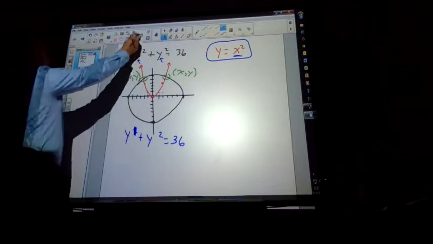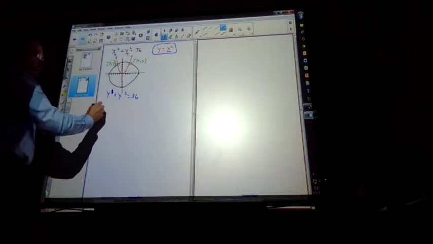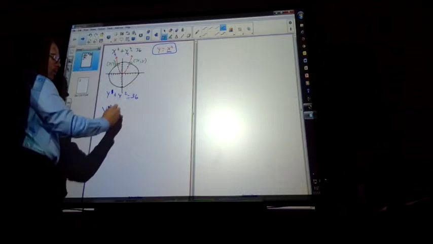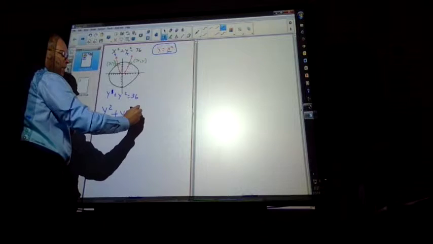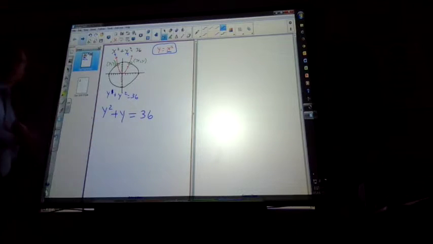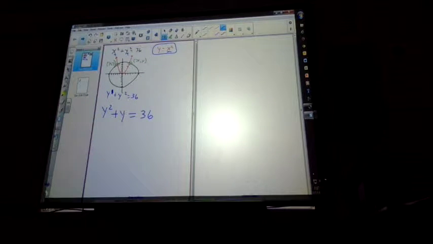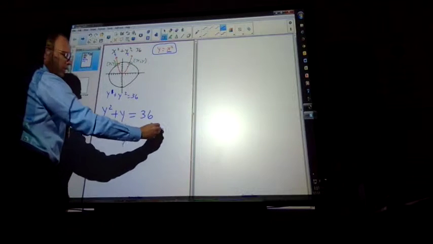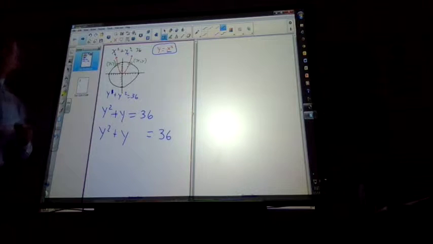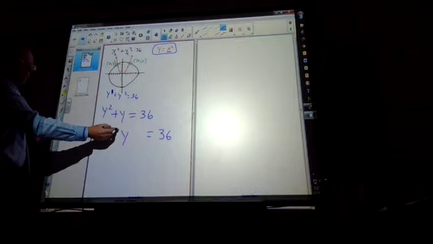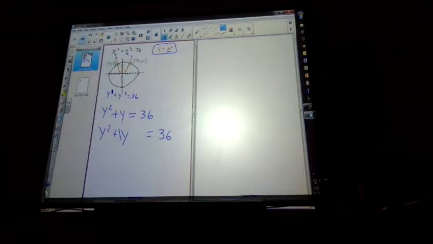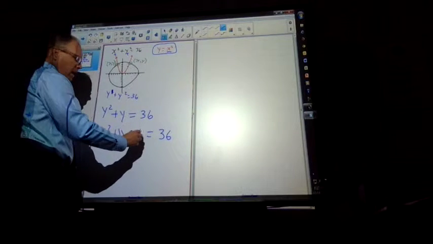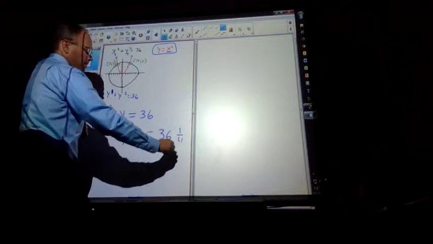Okay? And let's build on that. So if I had y squared plus y is equal to 36, can I complete the square on this problem? So I'm going to get y squared plus y equals 36. What's the lead coefficient here? What's half of 1? Half. What's half squared? 1/4. I'm going to add 1/4 to both sides. Still with me?